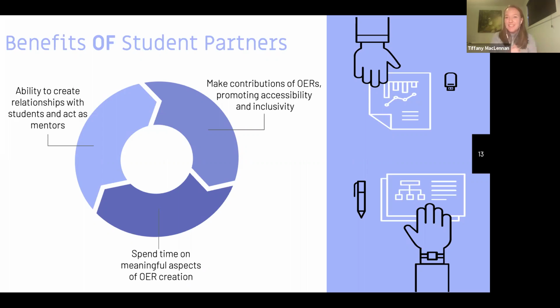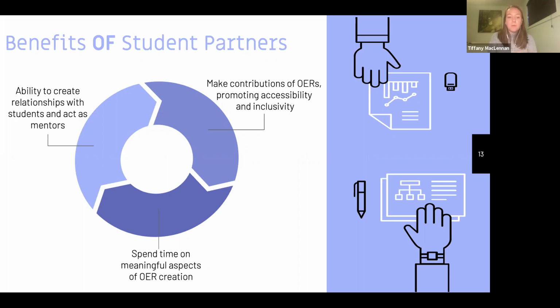The next one is make contributions of OERs promoting accessibility and inclusivity. As we talked about many times today, and as you all know, there's a variety of ways in which OERs are able to promote accessibility and inclusivity within our higher education and beyond landscapes. So being able to engage as a faculty member within that is always great.